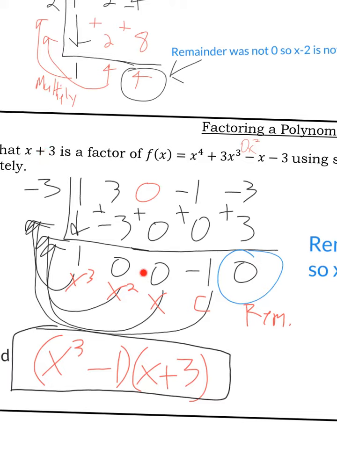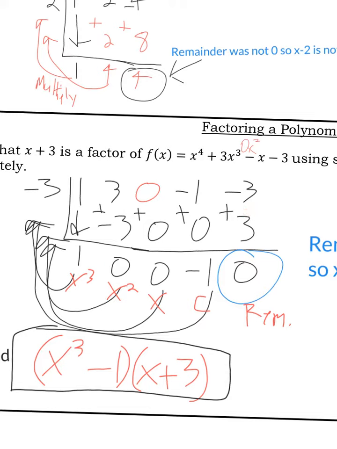Bring down the front number, multiply to the outside. So you get negative 3, plus 3 is 0, times negative 3 is 0, plus 0 is 0, times negative 3 is 0, plus negative 1 is negative 1. Negative 1 times negative 3 is positive 3. Added to negative 3 is 0.